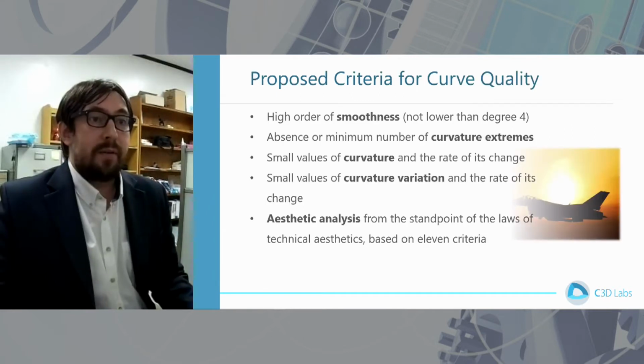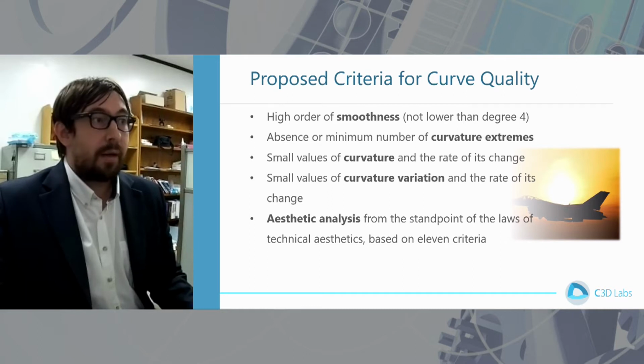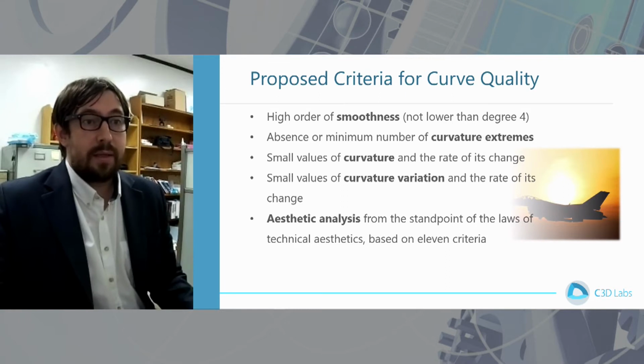Based on the analysis of point particle motion along a curved path, requirements for the quality of functional curves are proposed. They are listed here: a high order of smoothness, a minimum number of curvature extrema, minimization of the maximum value of curvature and its variation rate, minimization of the potential energy of the curve, and aesthetic analysis from the standpoint of the laws of technical aesthetics.